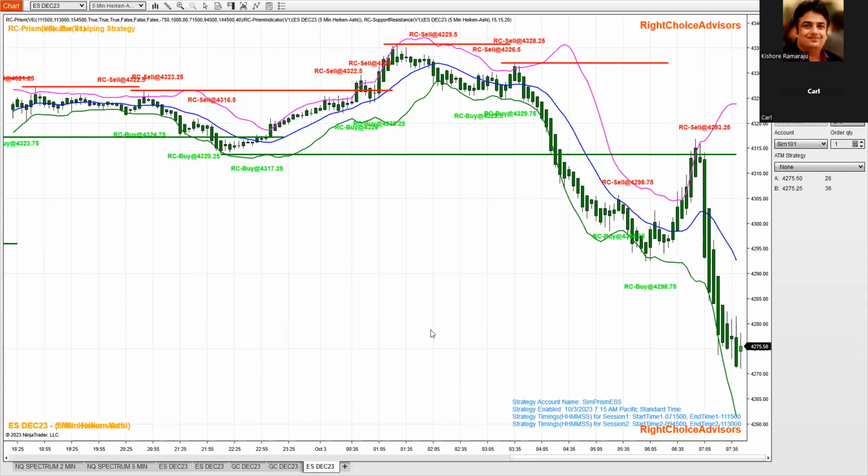Bulls are trying to push up, bears are pushing it down, but yeah, in some time bulls will take control and take it to the high.